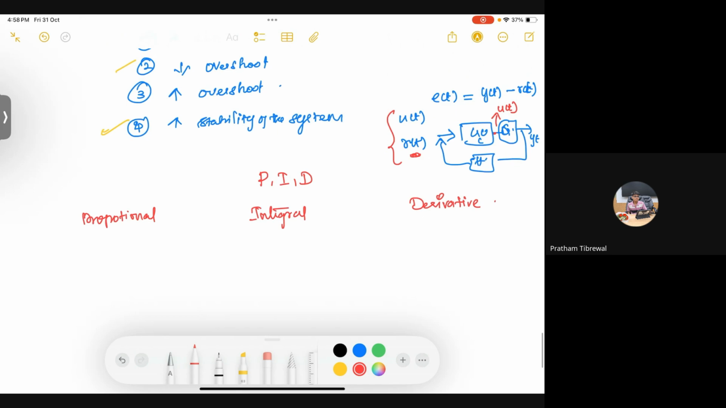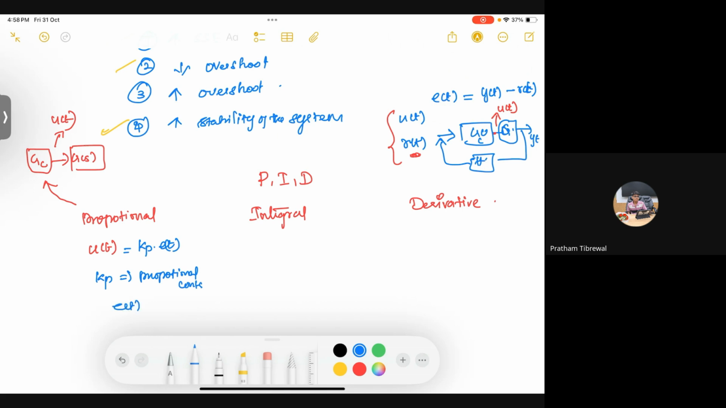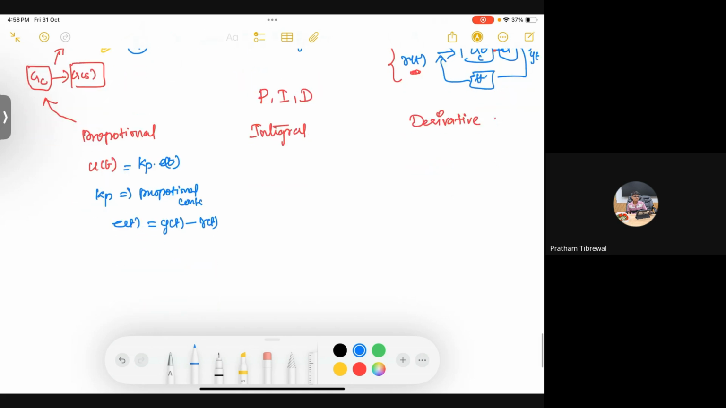Now, if I am using a system G of S and I want to introduce a controller GC of S, I have an input U of t here. If this controller is a proportional controller, then this U of t will look something like this: Kp into E of t, where Kp is the proportional constant and E of t is the error. Again, it is the difference between the output and the reference input, right? It's a simple proportional controller.